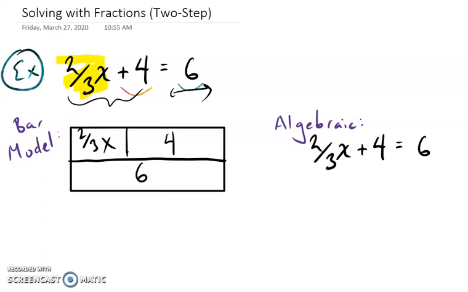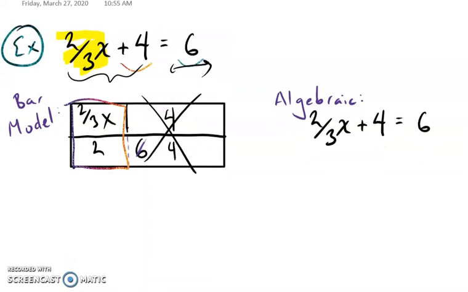Now, first I know, hey, well, 4 and 6, I can kind of cut down like this. That 6 I can split into a 4 and a 2. So now you can see that, hey, this is my new equivalency right here. You can check it out. 2/3 x is really the same as 2.